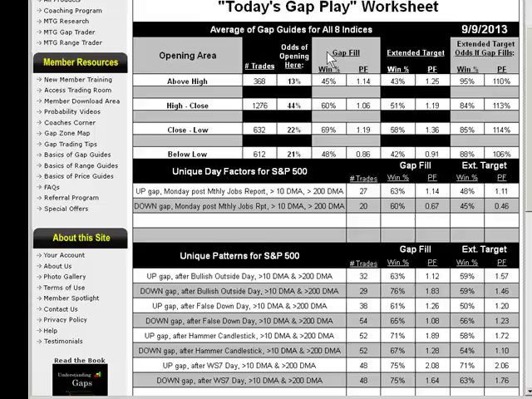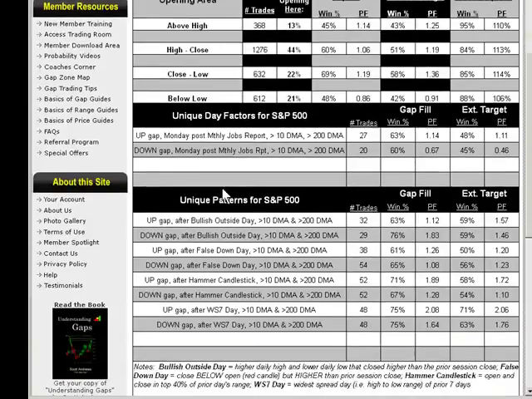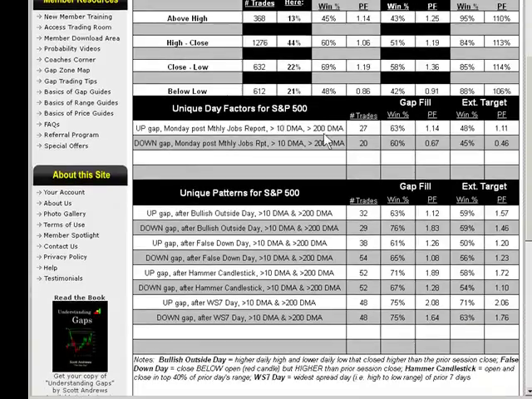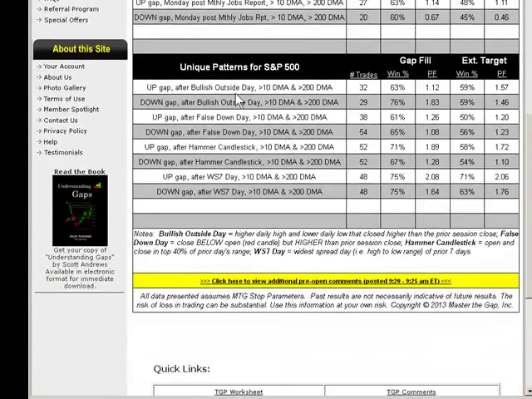As a reminder, or if you are new, this is a summation or an average of all 8 indices gap guides. So 3 systems apply to 8 indices that are all correlated, the NASDAQ, Russell, S&P, and Dow, both futures and ETFs, and it was just dead neutral, nothing great, nothing bad. In terms of unique day factors, the Monday post-monthly jobs report, that's pretty neutral as well. And then there were several unique patterns: a bullish outside day, false down day, hammer candlestick, and wide spread 7-day.